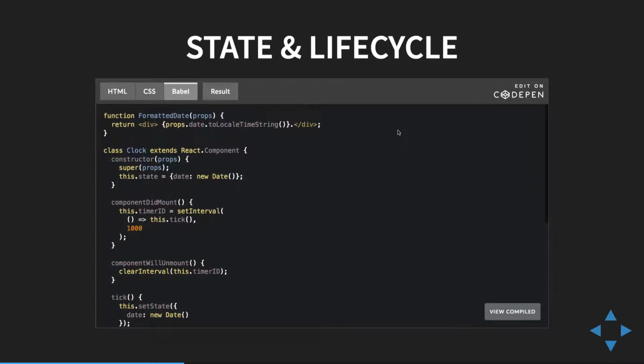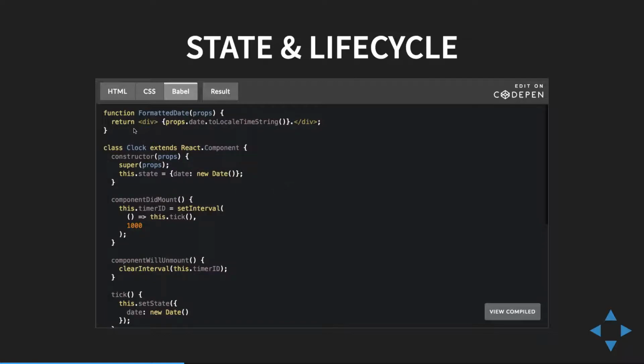So in terms of the state lifecycle, let's go back and look at that clock example and do it a little bit more the React way of handling this, which is taking the state aspect of it and abstracting it out so that it's clearly defined. So what we have here is a function that will format the date, which if you're used to Angular would be very similar to a filter.